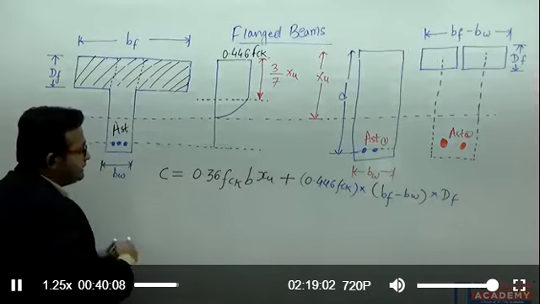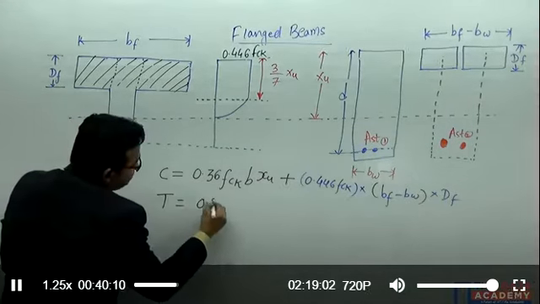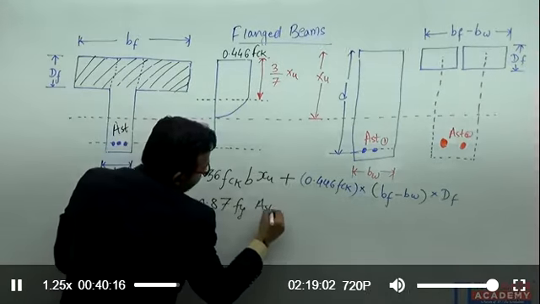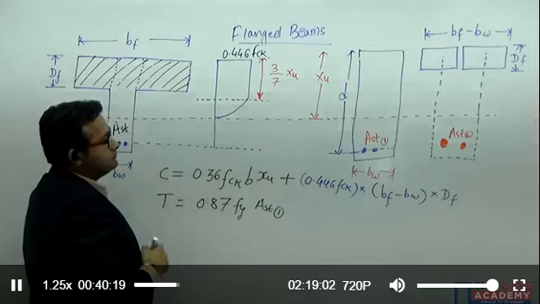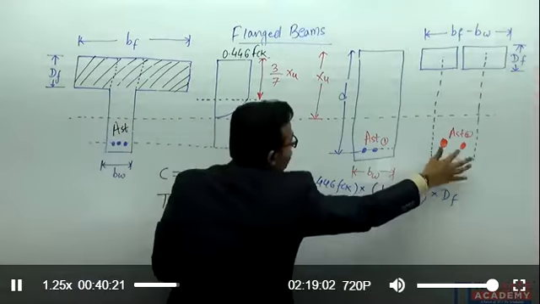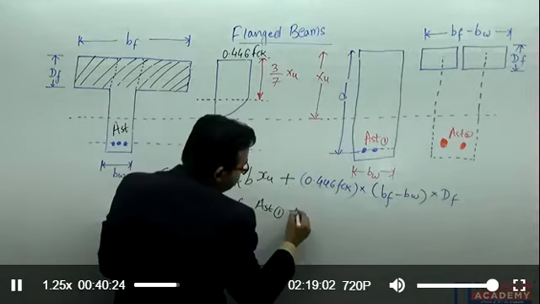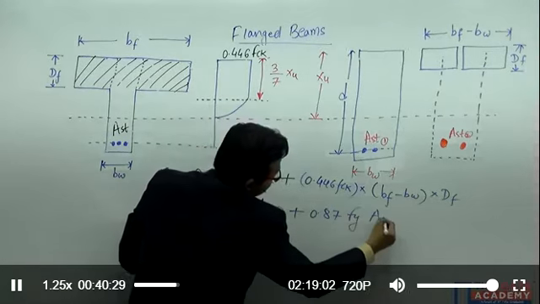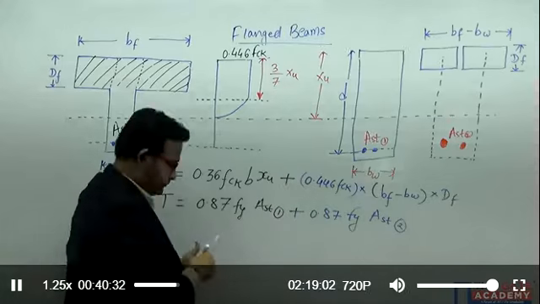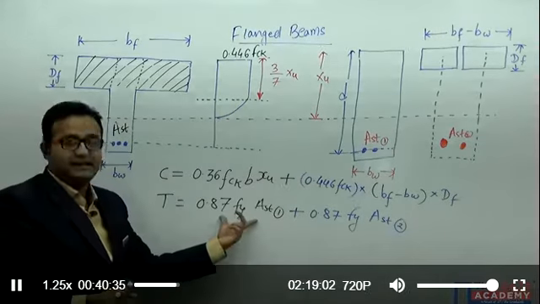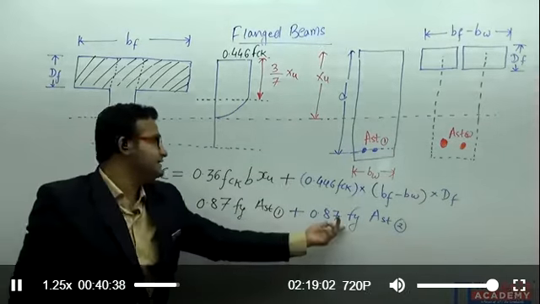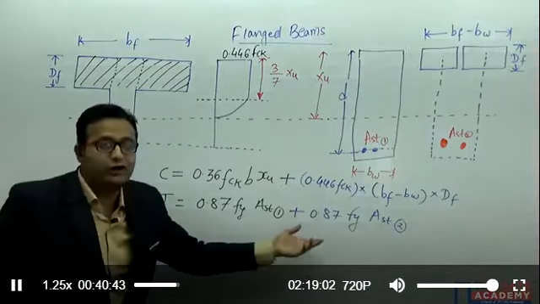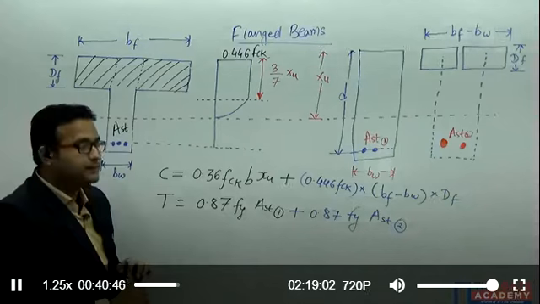Now let's calculate the total tensile force. Of course, the total tensile force here is 0.87 Fy AST1 plus, due to AST2, of course there is a tensile force, it will be 0.87 Fy into AST2. Right? So this is the tensile force in the web portion, and this is the total tensile force here due to the flange portion. So this is my total tensile force in the flange beam.